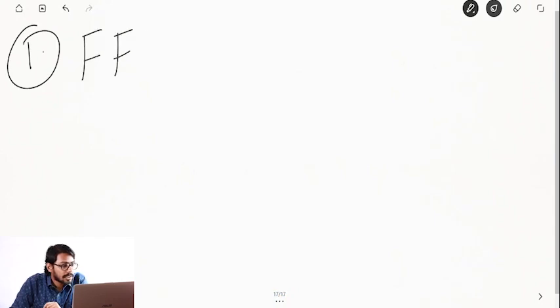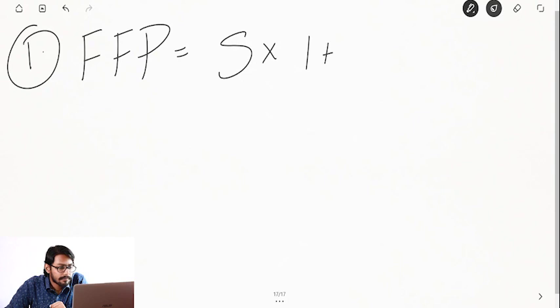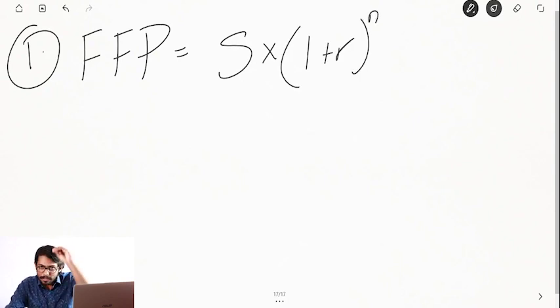Fair futures price. Let us check out the fair futures price. Fair futures price equals, what is the formula? S into (1 plus r) raised to n. E power rt I will explain later, guys, don't worry. S into (1 plus r) raised to n. What is the spot price? The market price of the asset today.